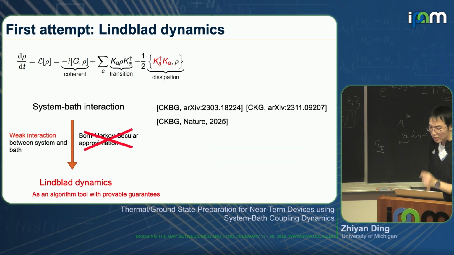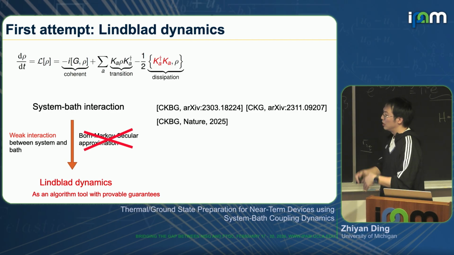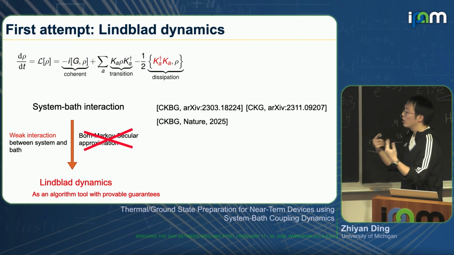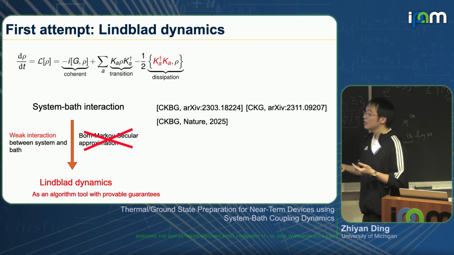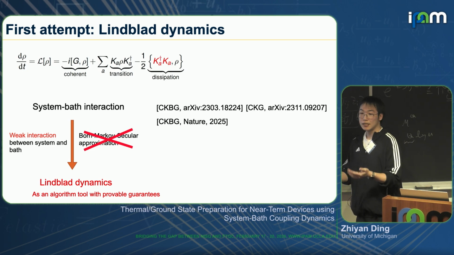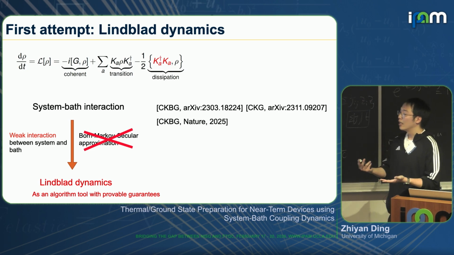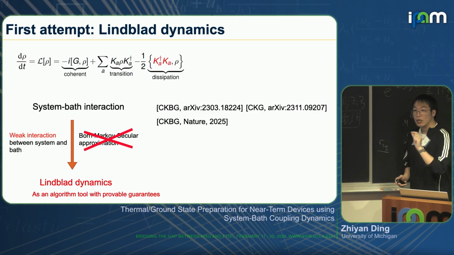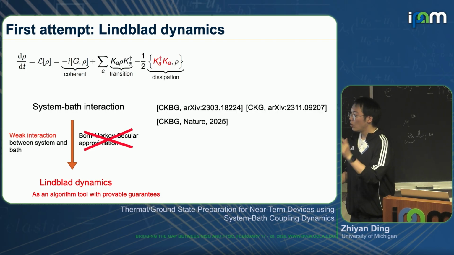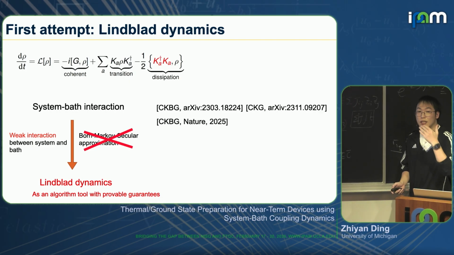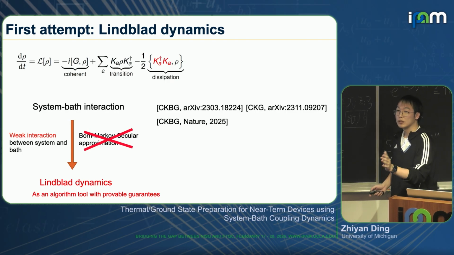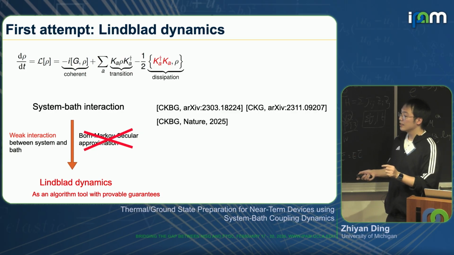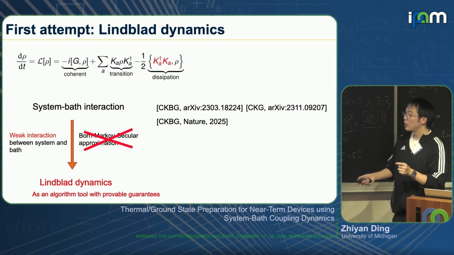Now, in practice, people can always say that these approximations might not be true, meaning that in a lot of cases, the Lindblad dynamics is not a good approximation to the system-bath interaction framework. However, here I want to emphasize that our goal is to design an algorithm. So even if the Lindblad dynamics is not a good approximation to the open quantum system, we don't care about it. We just see it as an algorithmic tool with provable guarantees.